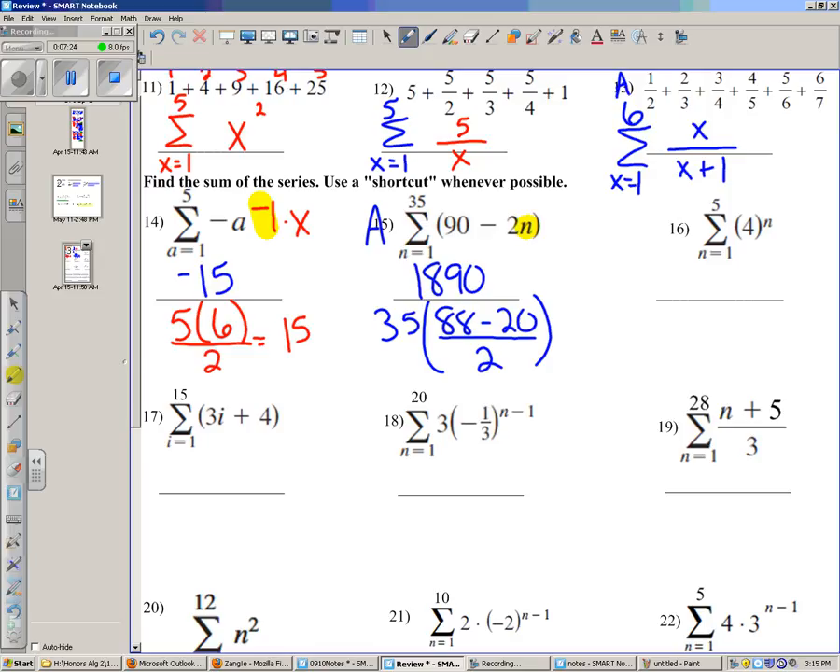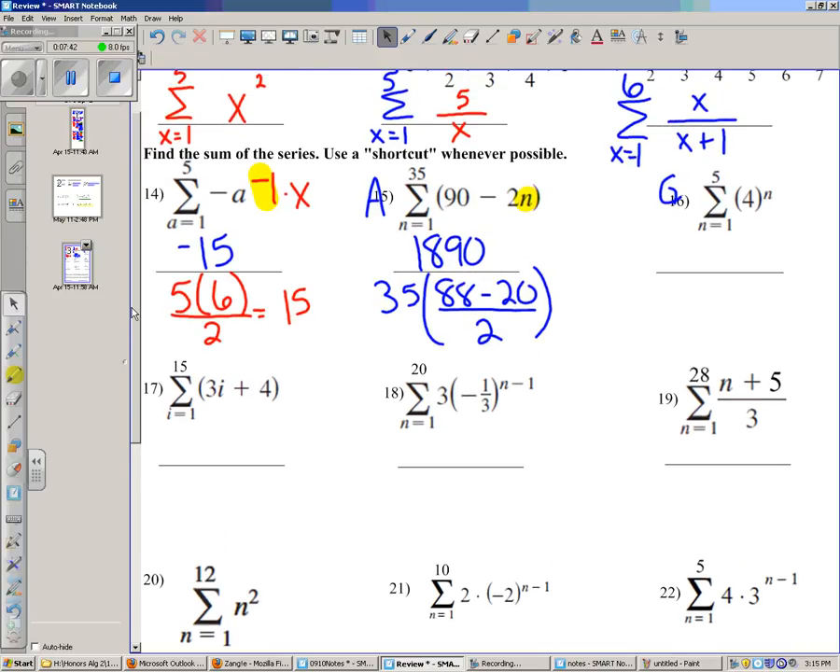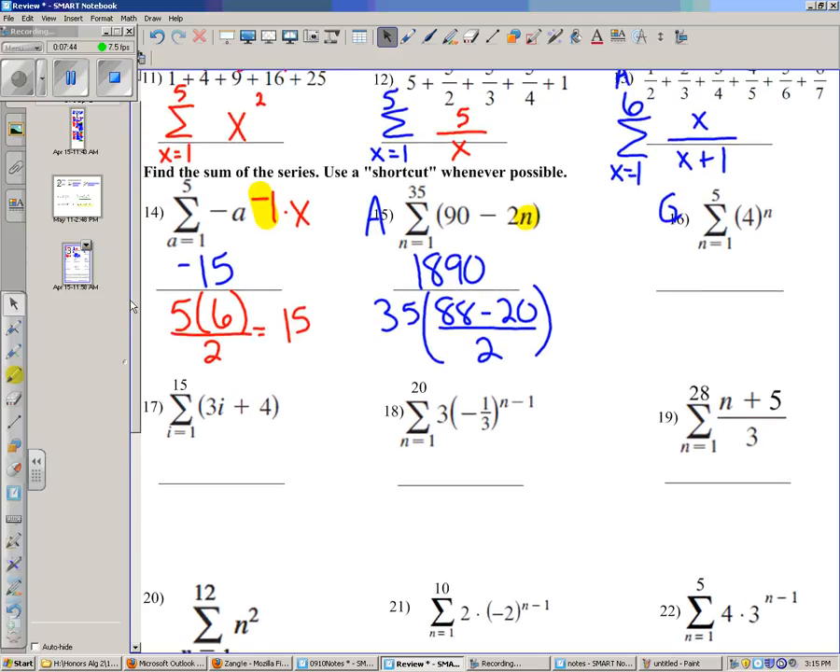All right, 16 is geometric. You have to be careful on 16 because usually the geometric is n minus 1 as the exponent, and this is n. So this shortcut, if we go back and look, says I take the first term and then my parentheses of 1 minus r to the n. But here the first term might look like 1, but it's actually 4, because if I put 1 into my exponent, 4 to the first power is just 4. So my first term is 4.